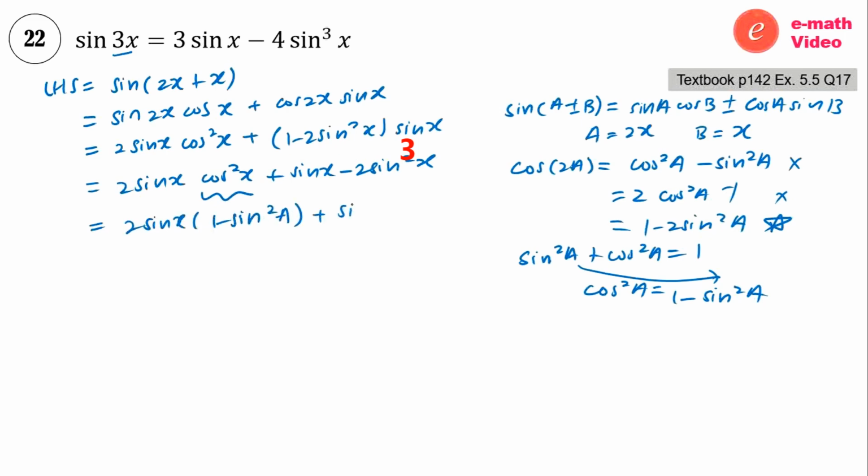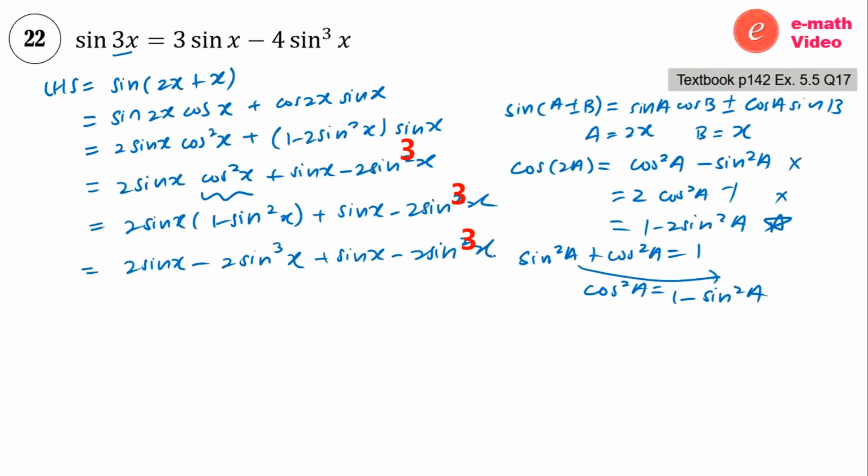Then plus sin x minus 2 sin cube x equals to, expand the bracket, 2 sin x minus 2 sin times sin square becomes sin cube x. This one should be x, then plus sin x minus 2 sin cube x. 2 sin x plus sin x equals to 3 sin x. Minus 2 becomes minus 4 sin cube x, equals to the right hand side. Proven.